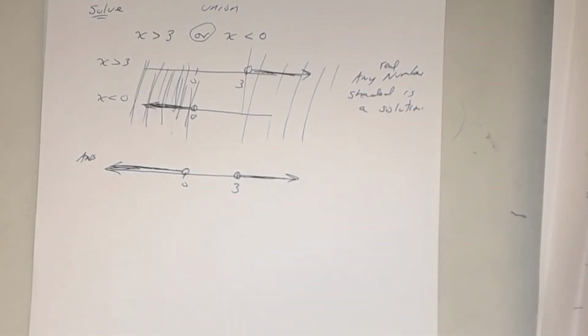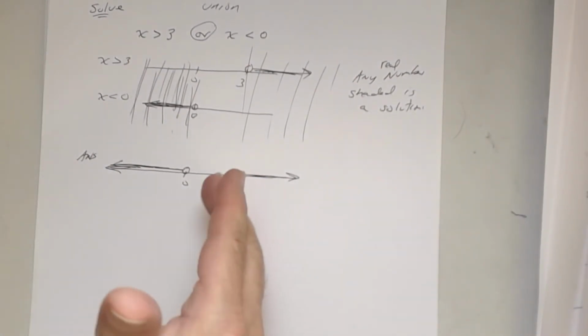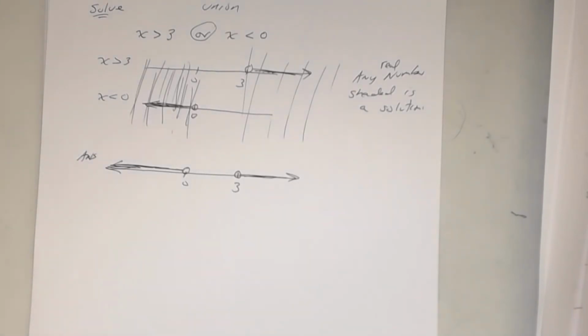So that's your solution. Notice in this particular case, it's not always true with an or statement, but notice that you have two separate graphs that are not joined somehow. They're distinct. So you're going from negative infinity to 0, and then from where? 3 to infinity. That's your solution.